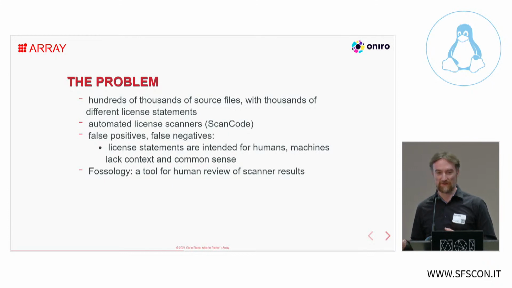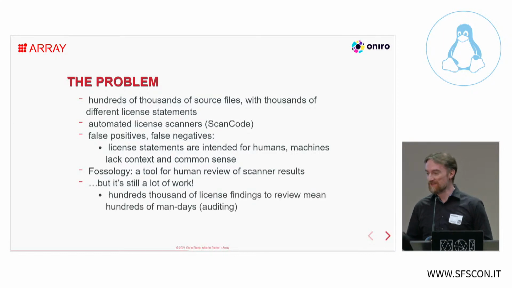So we also use Fossology, that is also a license scanner, but the main functionality of Fossology is to enable human auditors to review the automated license scanner results. But even with the help of good tools, of open source tools, it's still a lot of work for IP auditors, going through all the licenses, all the files, reviewing them, and checking proprietary licenses and other licensing incompatibilities. It's a lot of work, and this means a lot of time.